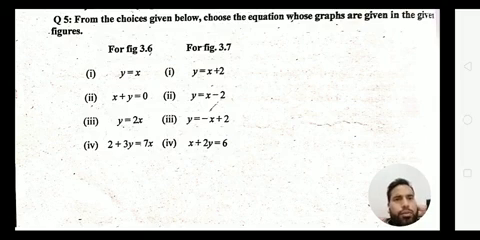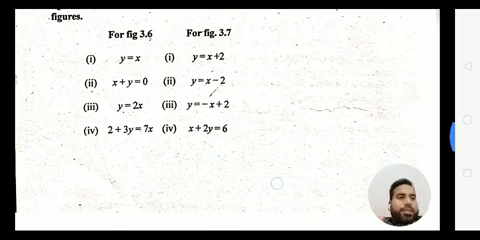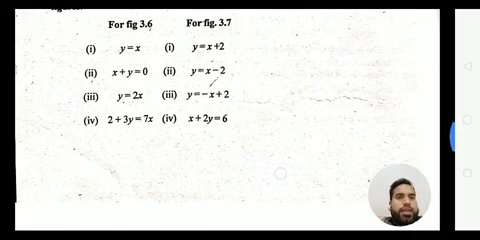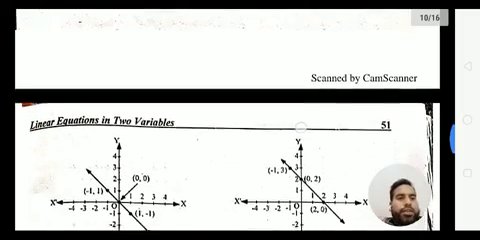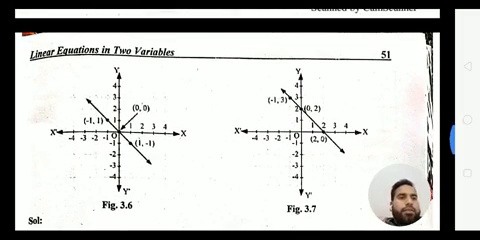Now there is no need to check the other equations. This completes your question number 5, first part for figure 3.6. Now moving on to figure 3.7, dear students. Let's see which points are given. First is 2, 0, then 0, 2, and minus 1, 3. It's very mandatory to check these 3 points.